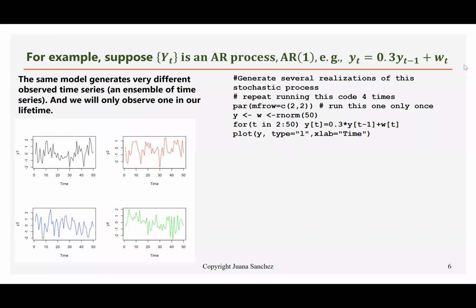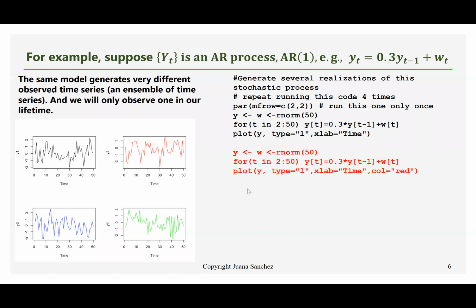First, we generate the random numbers that are Gaussian from a normal 0, 1. And then we are going to generate the model. And that gives us the first series y1. Then we generate the second series. Notice we are not using seed. Each time the random process is different.